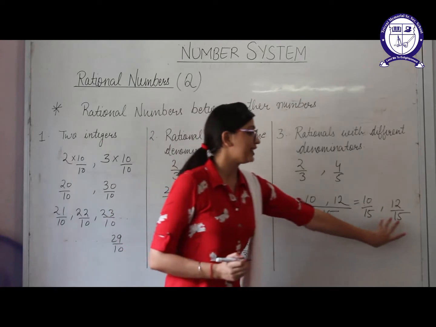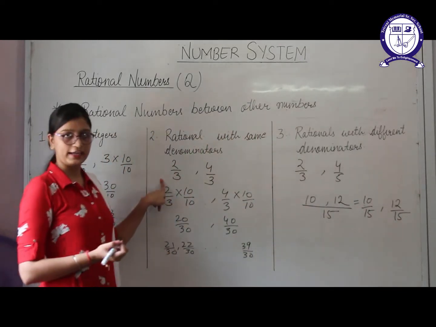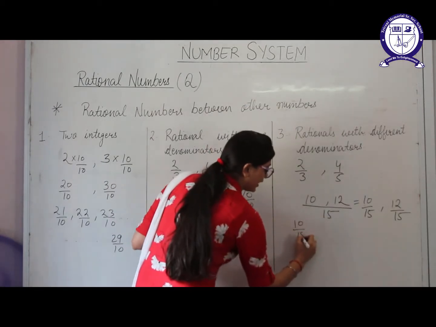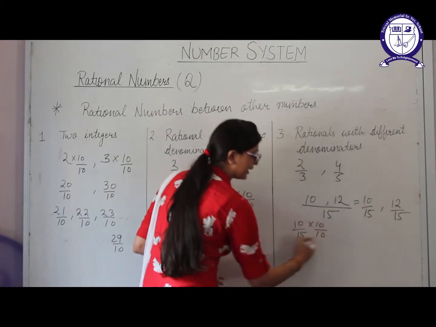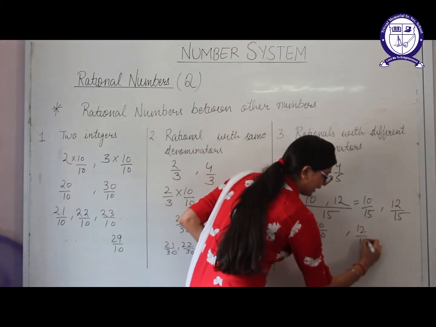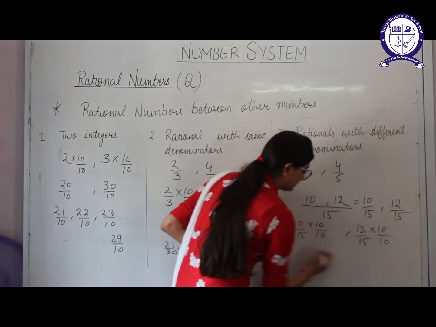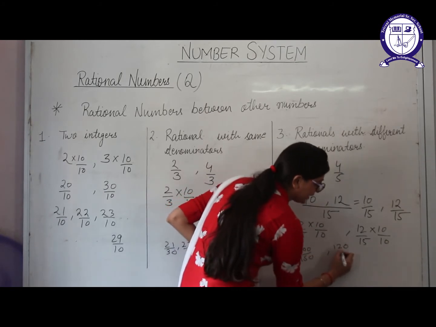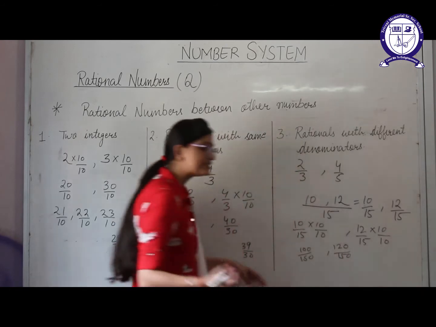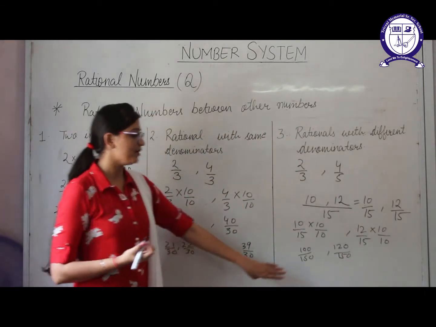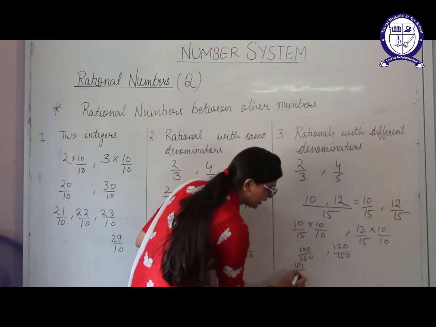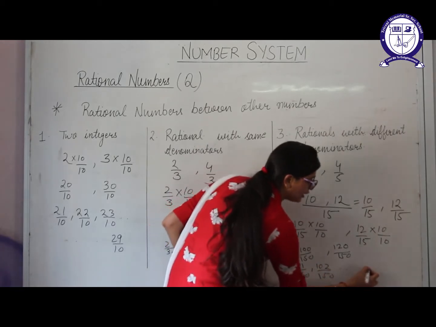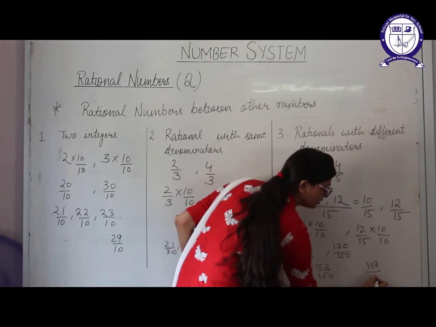So now you can see that this question is again of this type because the denominators are the same. So again I will multiply by 10, divide by 10, multiply by 10, divide by 10. It becomes 100 by 150. It becomes 120 by 150, and I can easily write 5 rational numbers between them: 101 by 150, 102 by 150, and so on till 119 by 150.